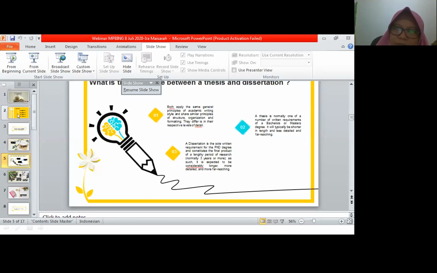But we have to understand that thesis and dissertations are quite different, though mostly the same. The difference is in the level of the studies. The thesis is focused on the master's degree, and the dissertation is focused on PhD students.